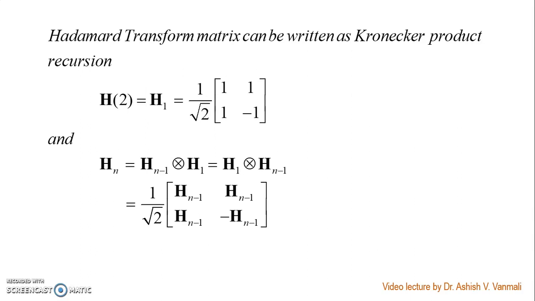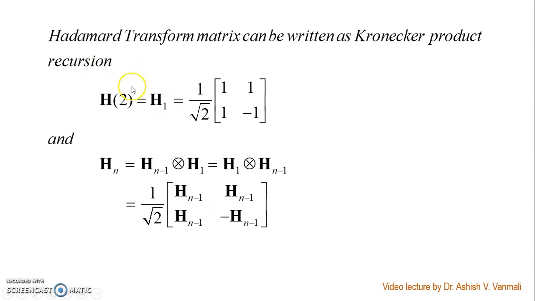This is a common matrix for almost all the transforms, whether you go for the Haar transform, the Walsh transform, the Slant transform, DFT, DCT or DST. In all the cases you will find that this is the 2 cross 2 starting matrix that they have. Now the Hadamard matrix can be written as a recursive Kronecker product. That means your HN is H(N-1) Kronecker product with H1, or H1 Kronecker product with H(N-1). Or in simple words, your HN matrix is 1 upon root 2 times H(N-1) H(N-1), H(N-1) minus H(N-1). So if you substitute the H(N-1) values, you will recursively get the value.